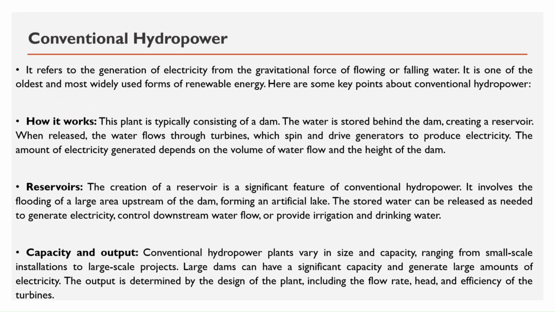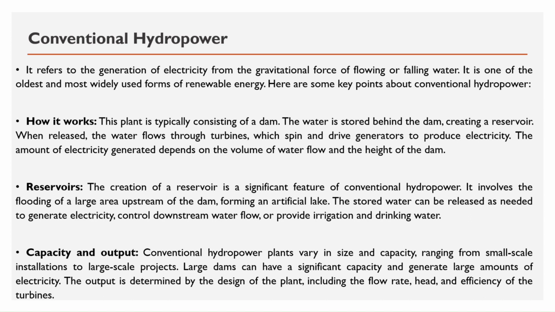So let's talk about conventional hydropower. It refers to the generation of electricity from the gravitational force of flowing or falling water. It is one of the oldest and most widely used forms of renewable energy. There are some key points about conventional hydropower. How it works: this plant typically consists of a dam. The water is stored behind the dam, creating a reservoir. When released, the water flows through turbines which spin and drive generators to produce electricity. The amount of electricity generated depends upon the volume of water flow and the height of the dam.